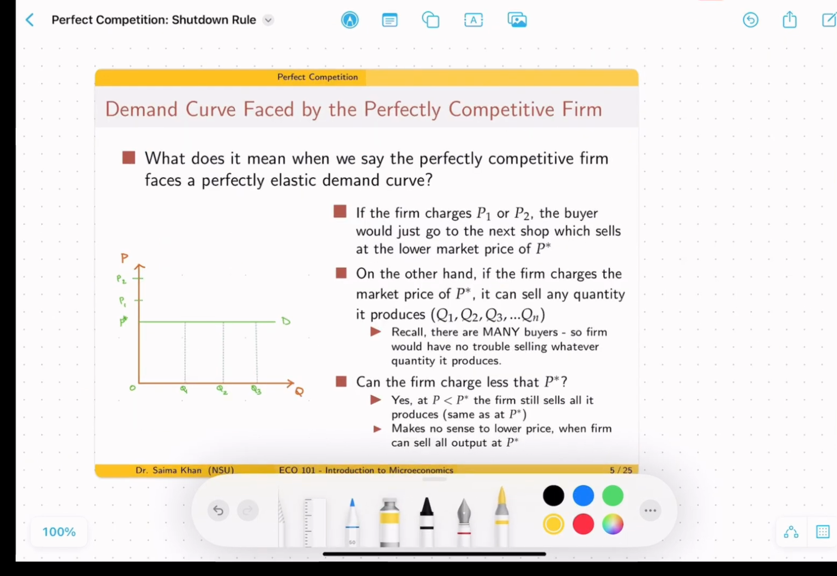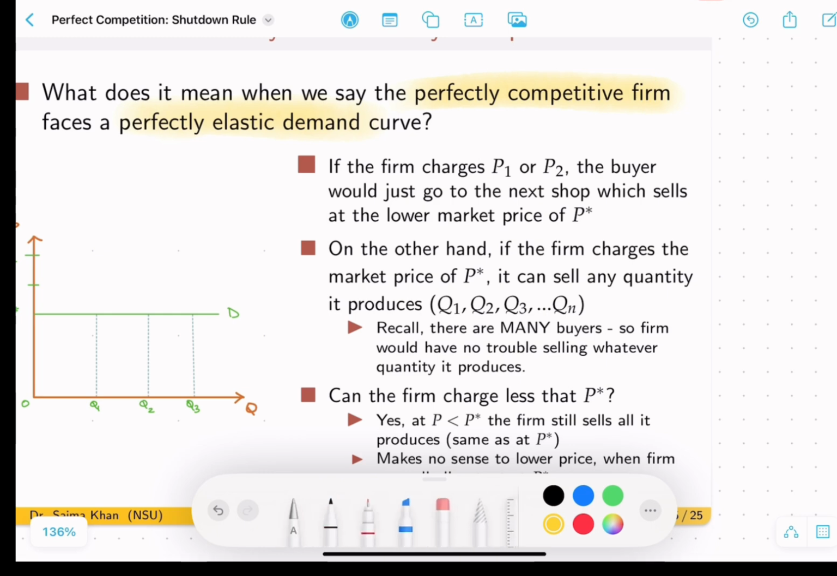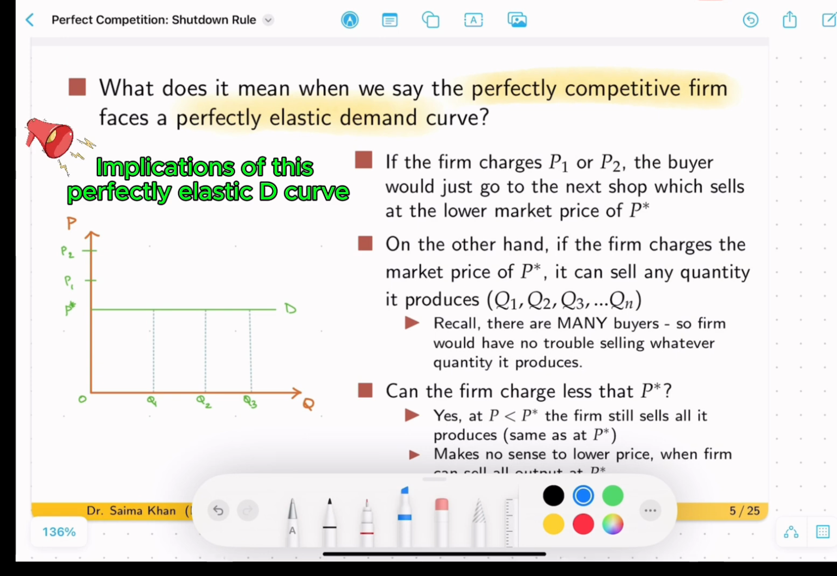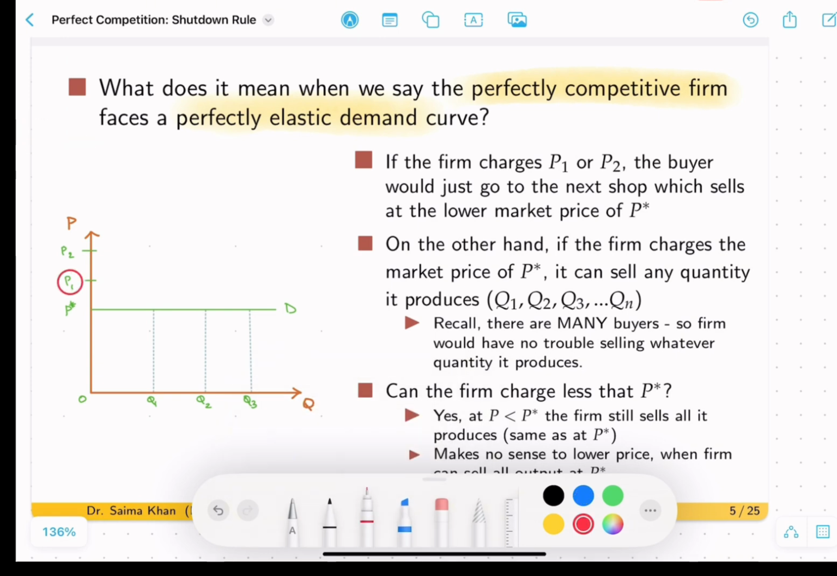What do we actually mean when we say that the perfectly competitive firm faces a perfectly elastic demand curve? Well, first, what it means is that if the firm were to charge P1 or P2, so look at the diagram here, if the firm was to charge a price here, P1, or a price P2, which is above P star, what would happen is that consumers would just shift to alternatives, right? So consumers would just shift to the next store.